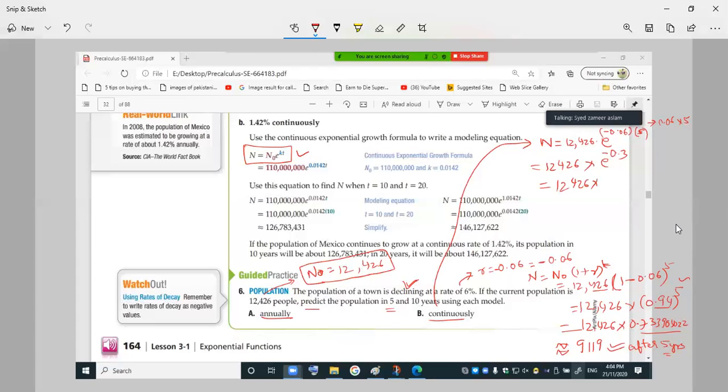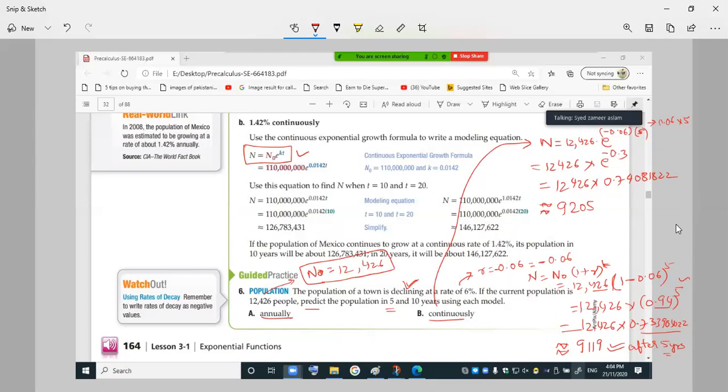You can check in your calculator: 0.74081822 multiplied by 12,426. So the answer is approximately 9,205. This will be the population after 5 years if it is continuously declining. If it is annually declining, it will be this other value. And this is after 5 years.